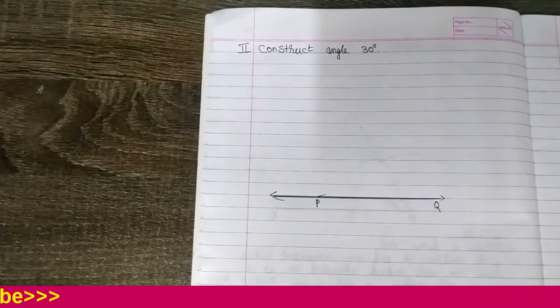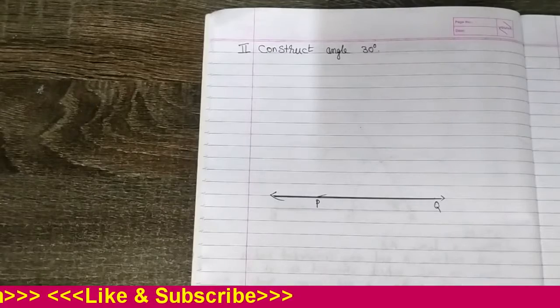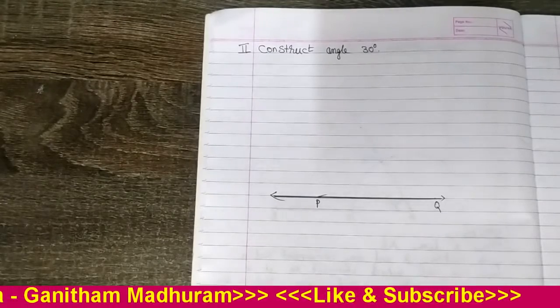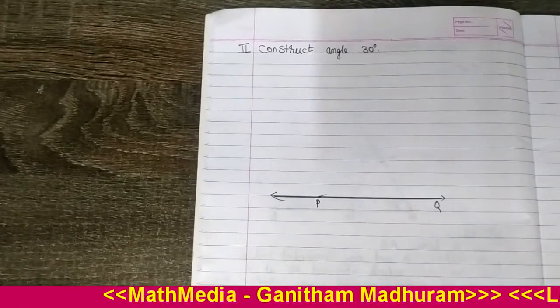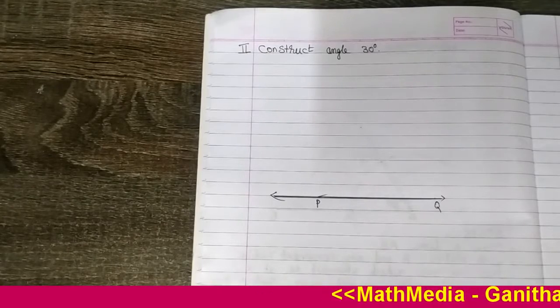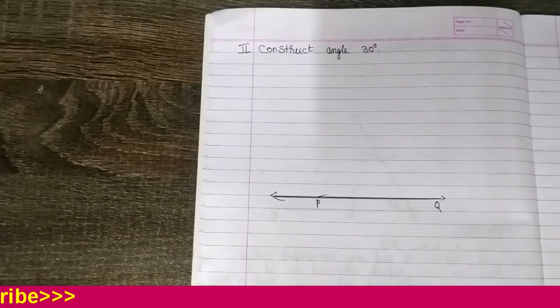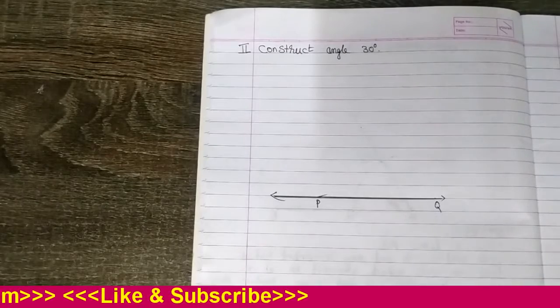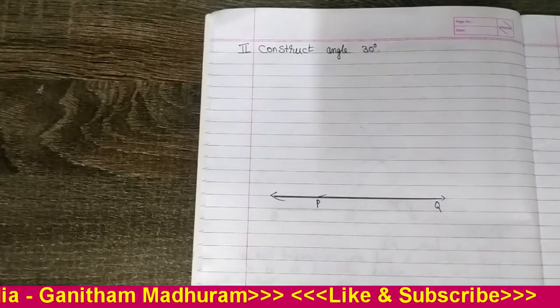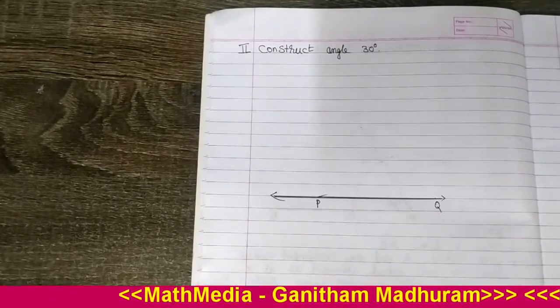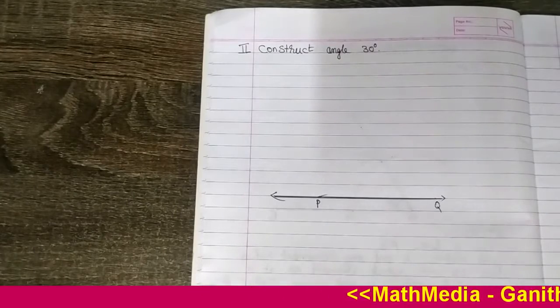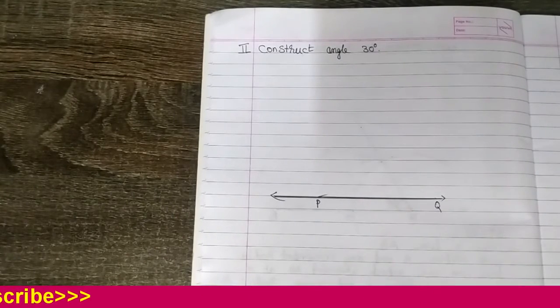Okay. Now we have to construct 30 degree. To construct angle 30 degree, first of all you have to construct angle 60 degree. If you get angle 60 degree, you bisect that angle, we will get a 30 degree. So first we can construct angle 60 degree.